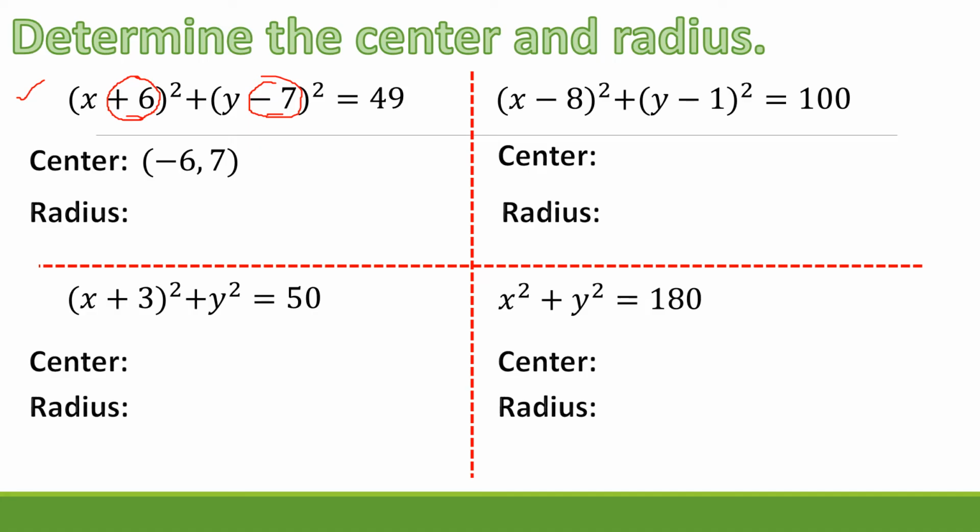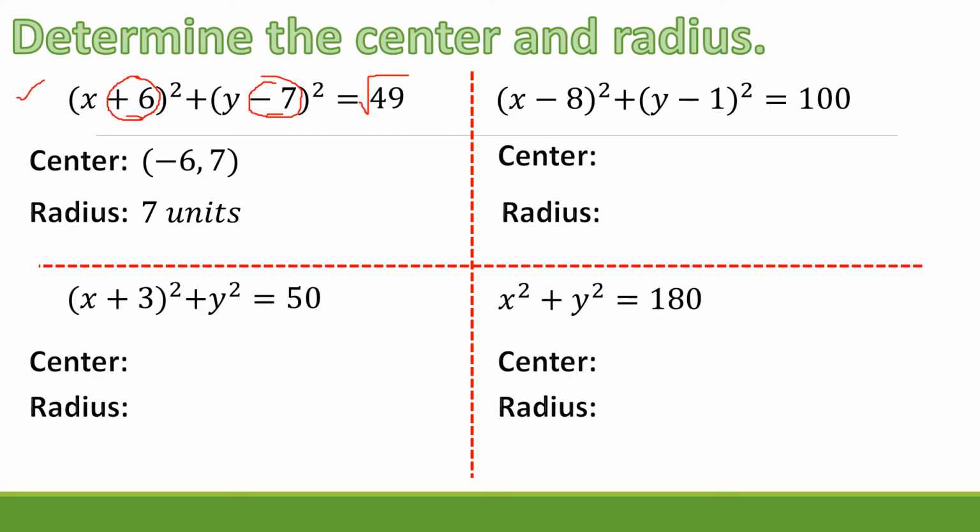While for the radius part, we just simply get the square root of our constant, which appears on the right side. So the square root of 49 is 7. So this is how we extract the center and radius from a given standard form of equation of a circle.